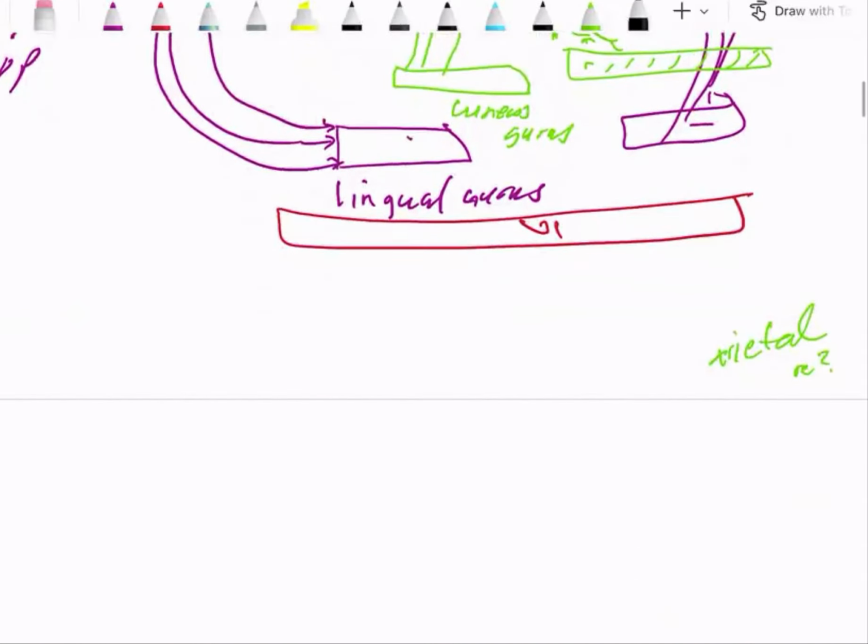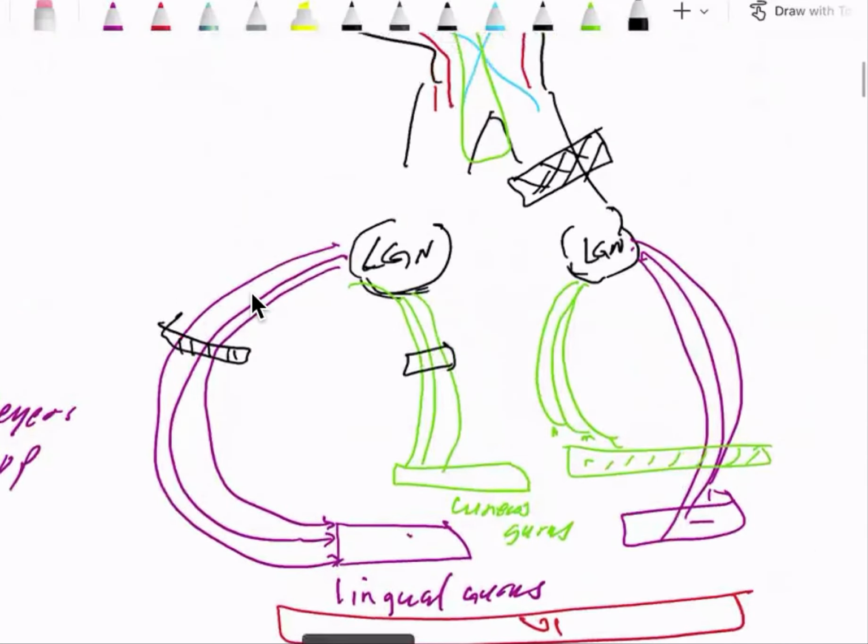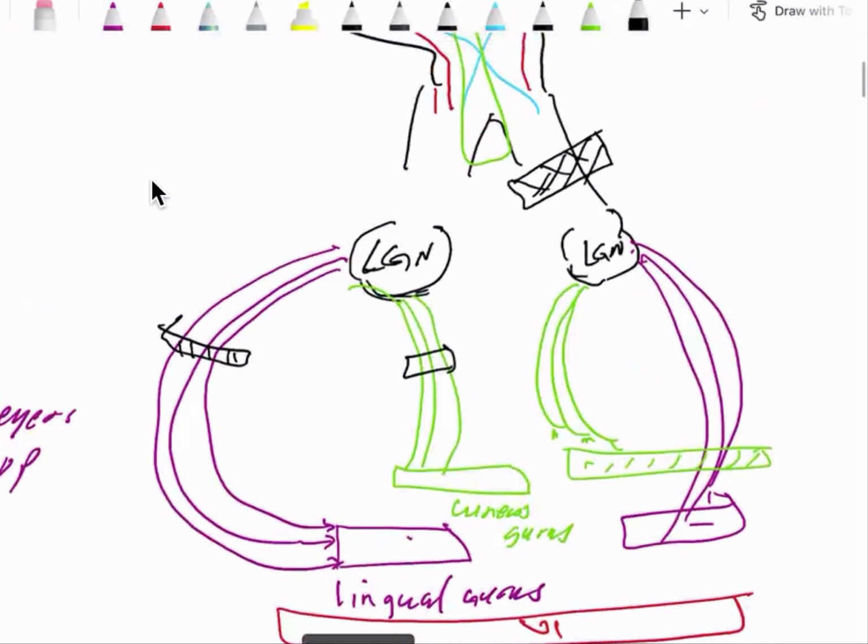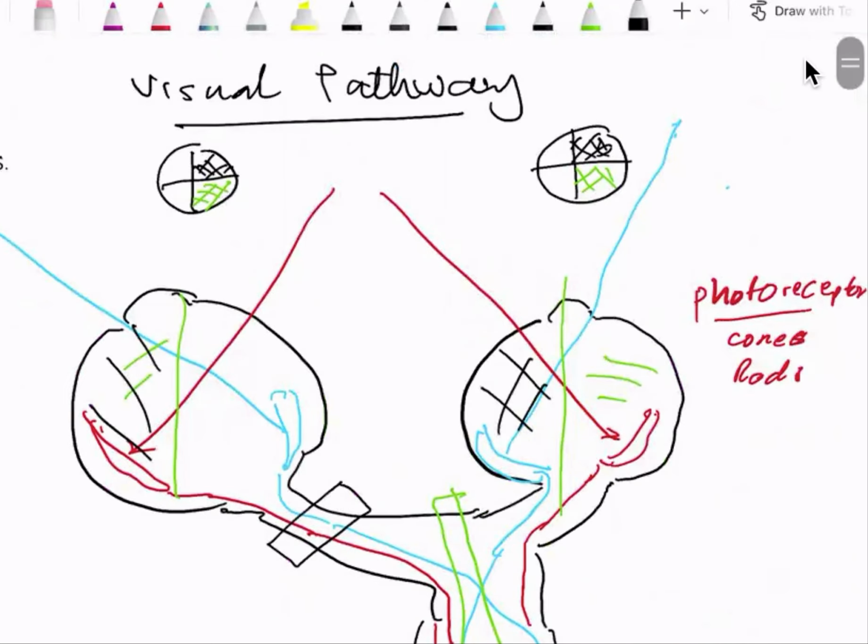And I think that's very much about the visual field and visual field defects. Thank you very much.